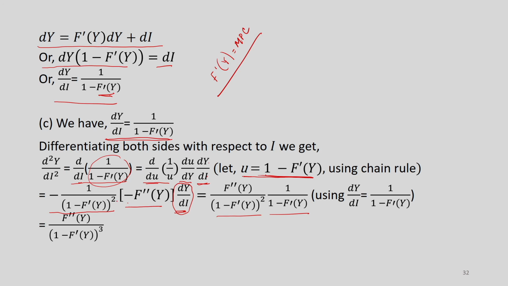Remember, here is a minus sign and here is a minus sign, they are getting multiplied, so they are cancelling each other. So finally, I am going to get f double prime y divided by 1 minus f prime y whole cube. All right. So this is the expression that we were supposed to find out. d square y by di square is found to be f double dashed y divided by 1 minus f dashed y whole cube.